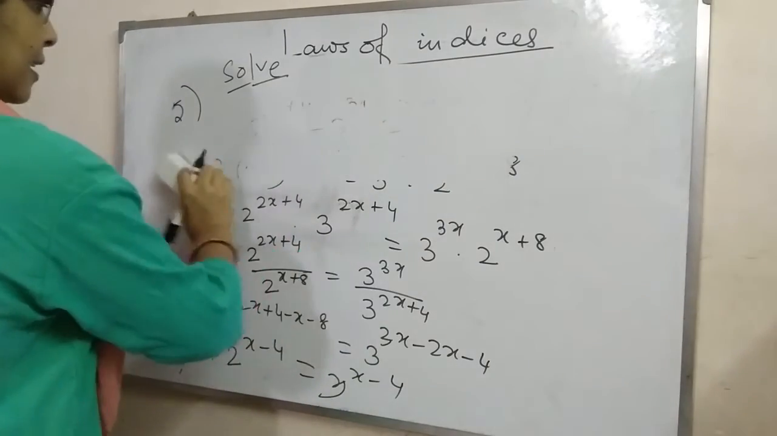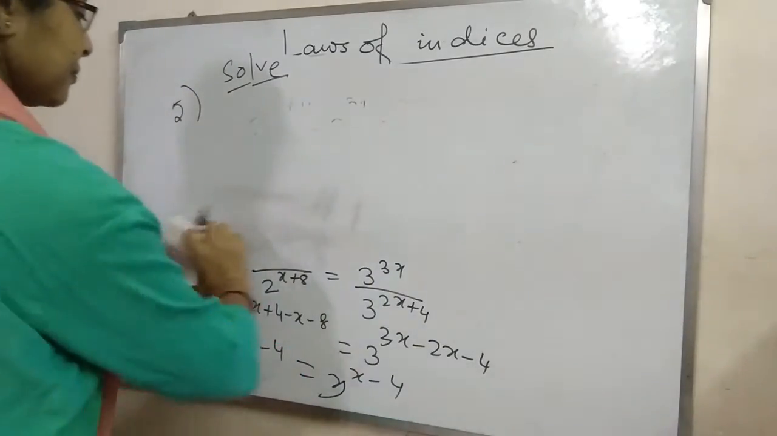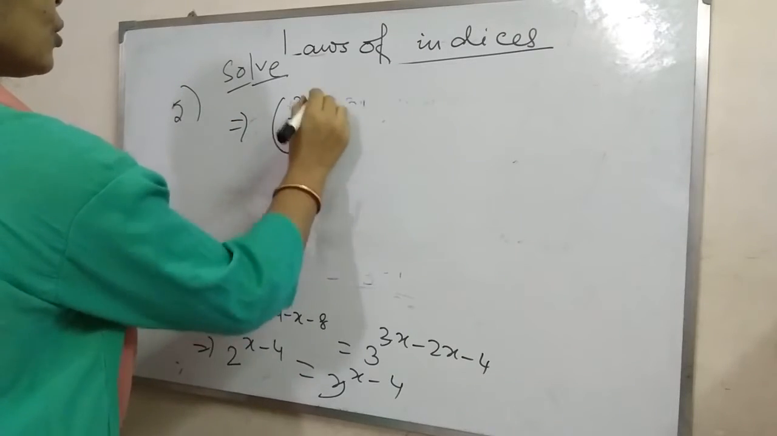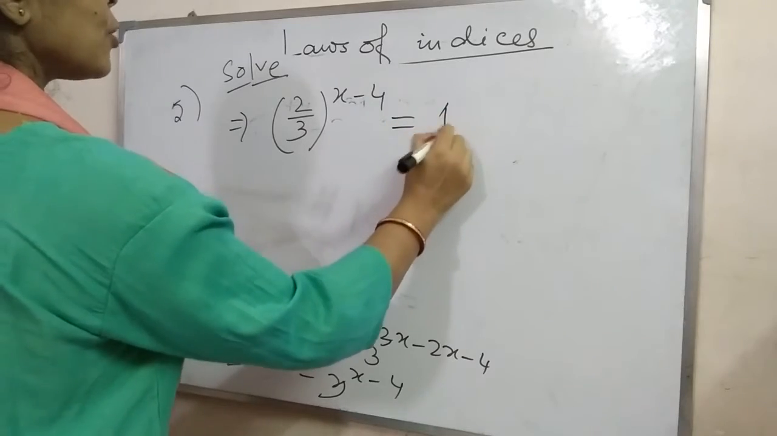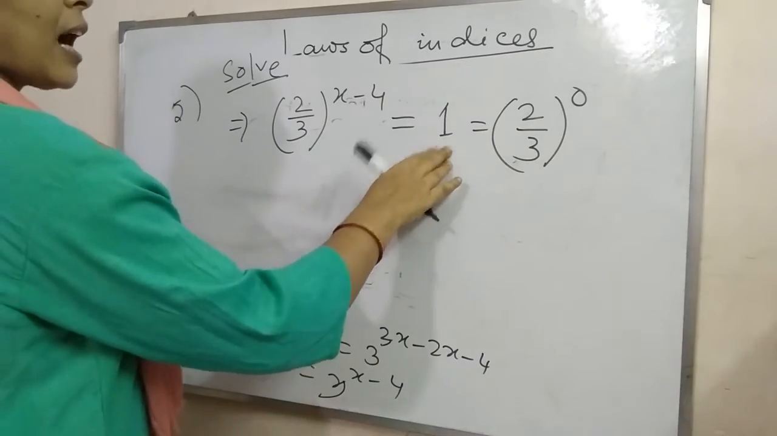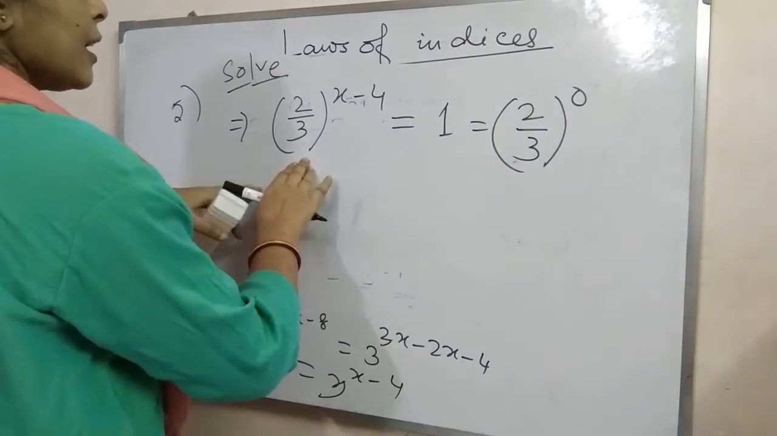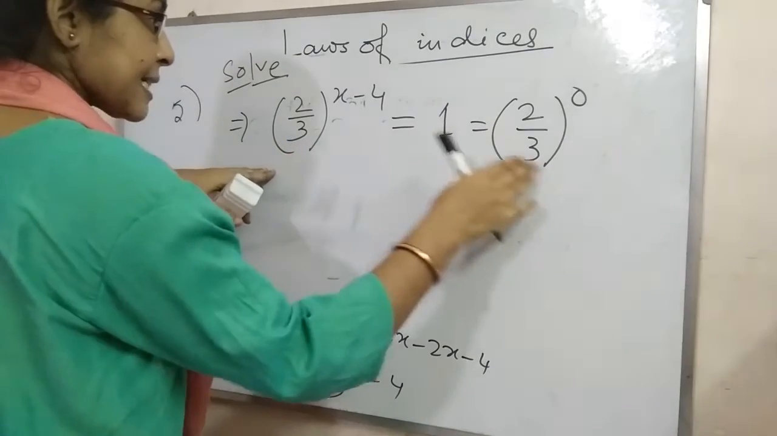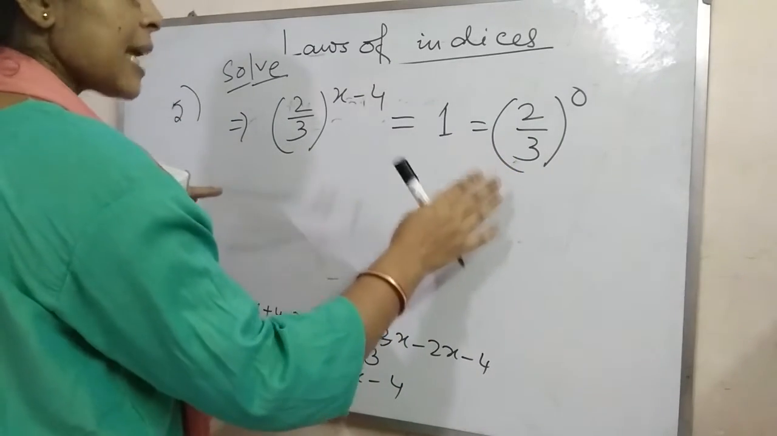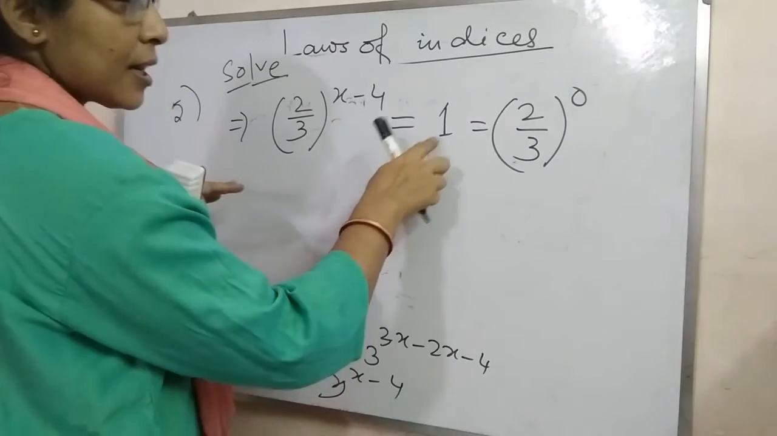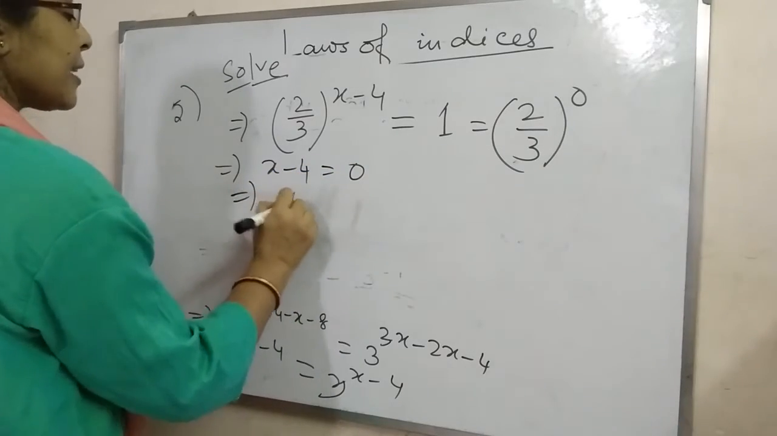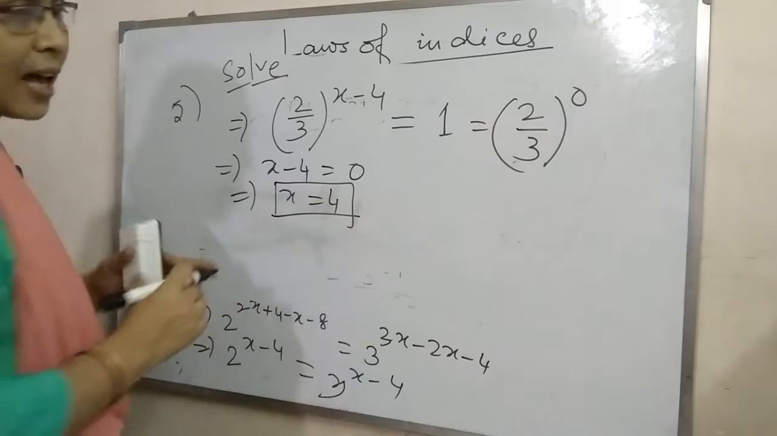Okay. If I write it in this way, (2 by 3) whole to the power x minus 4, this is equal to 1, this is equal to (2 by 3) whole to the power 0. For 1 I can write (2 by 3) whole to the power 0. Here bases are same. For keeping the same base, I have written 1 equal to (2 by 3) whole to the power 0. So I can write x minus 4 equal to 0 and x equal to 4. This is the answer.